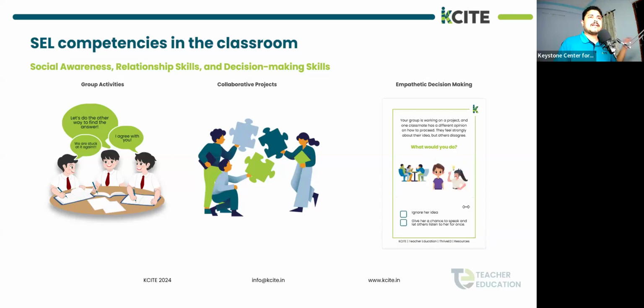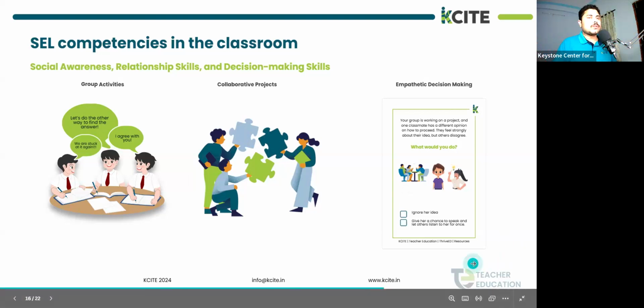So just like that, you can give them multiple situations where they'll understand in what way I need to deal with others. When I see somebody is having a problem, somebody is upset, somebody is struggling with maths or science or any other thing, how should I approach them and how should I help them out? Similarly, when you implement all these strategies, they will also make each and every student understand how they should be responding to each other.